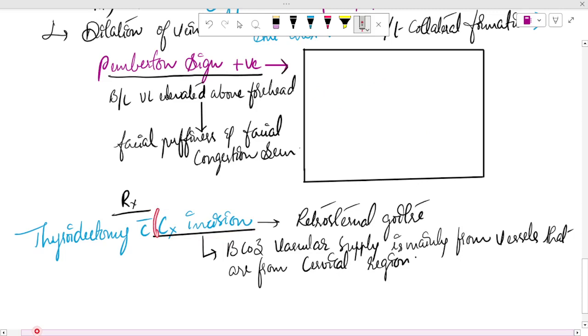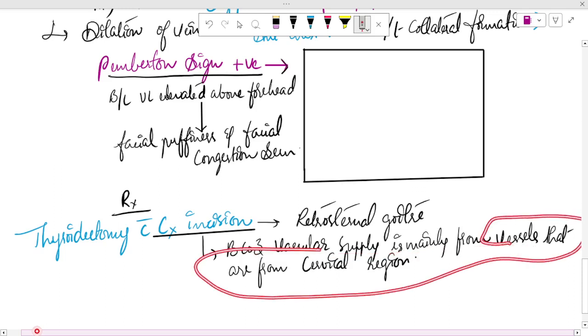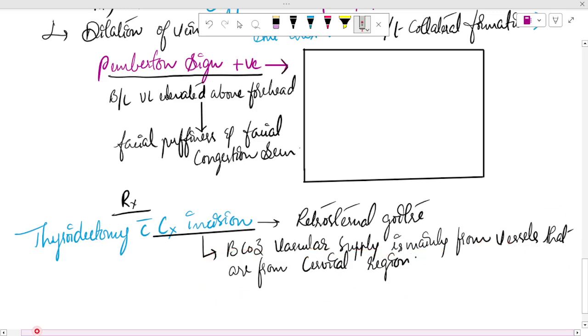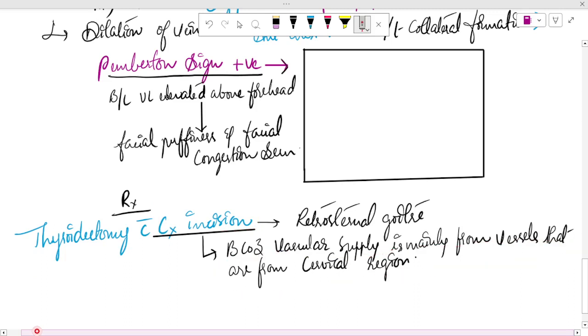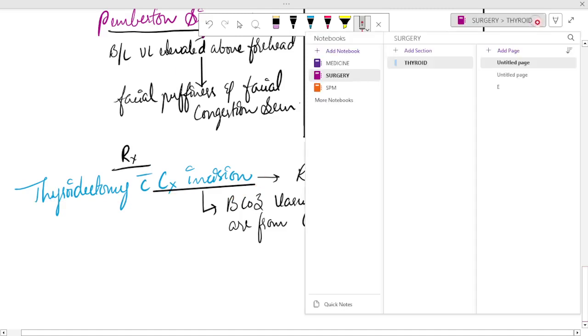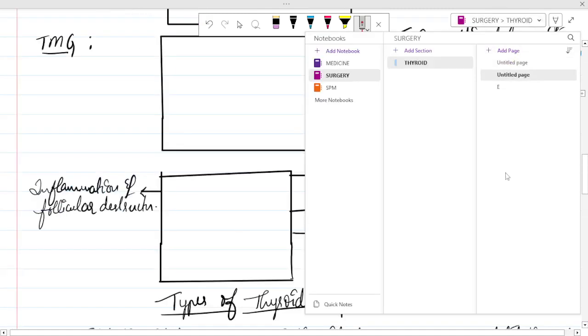Now, why will we give the cervical incision? Because the vascular supply for the goiter is mainly from the vessels from the cervical region only. So we give a cervical incision during the thyroidectomy. The vascular supply is mainly from the vessels of the cervical region, so that's why we do a thyroidectomy with a cervical incision. We'll go on with the next topic.